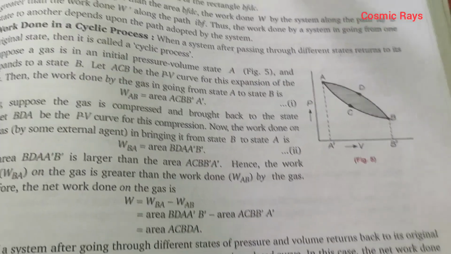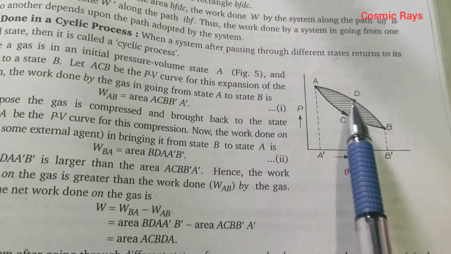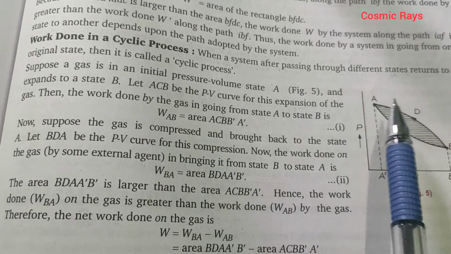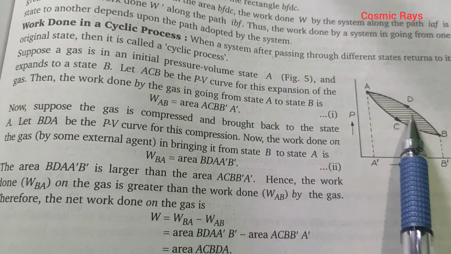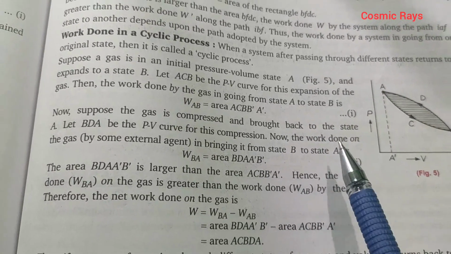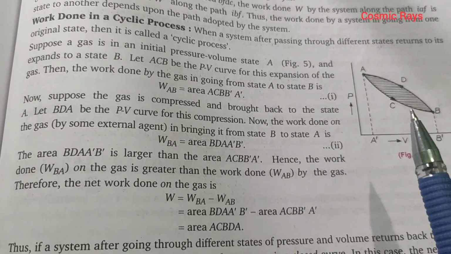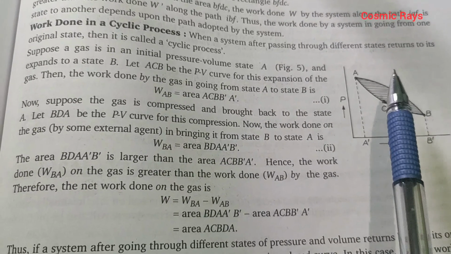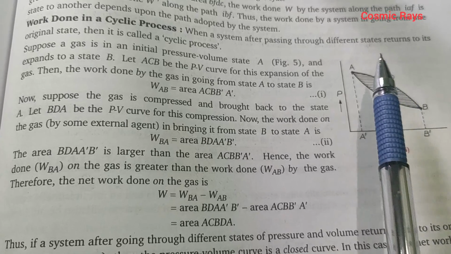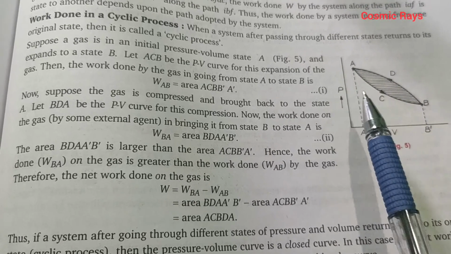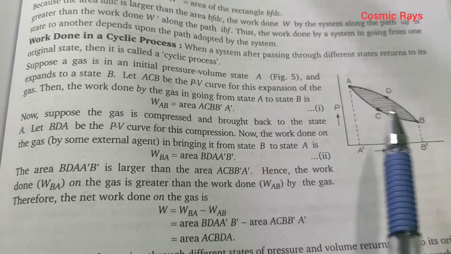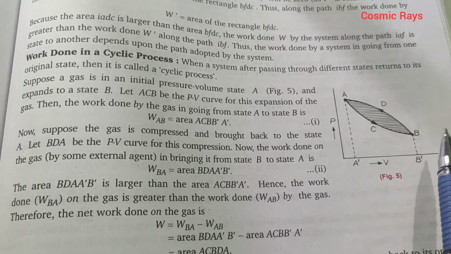So here we assume that this is the graph for a cyclic process, where it started from point A, goes to point B, and then again comes back to point A. So the initial pressure volume state was at point A, and again finally it has reached back to point A. So we trace it and we see what is the work done.